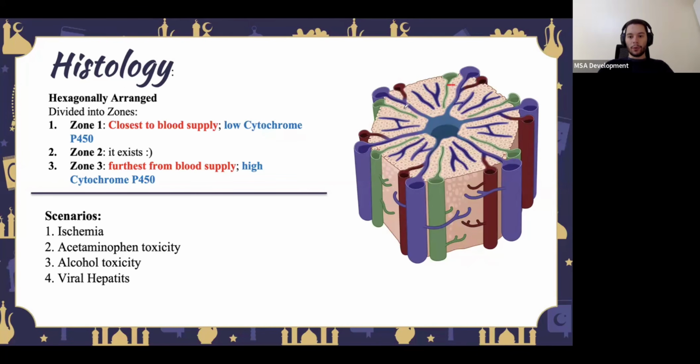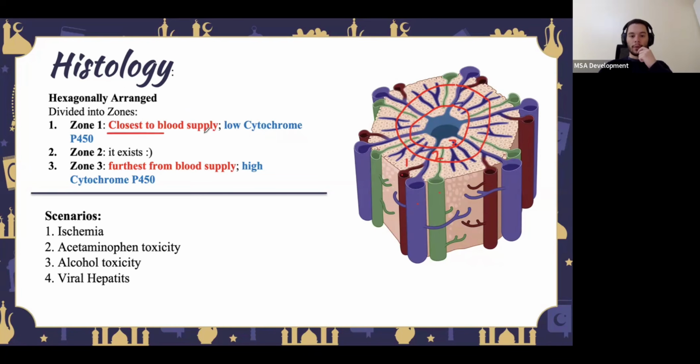Now, regarding the histology, the liver is composed of hexagonally arranged structures that are divided into zones. So you have zone 1 over here, and then you have zone 2 in the middle, and zone 3 in the exact center of it. 1, 2, and 3. Zone 1 is closest, as you can see, to the hepatic artery, your portal vein, and your bile canaliculi.